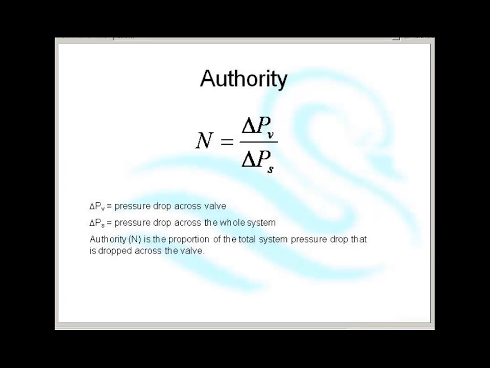I guess what I'm trying to say is, if half of the pressure is dropped across the valve, then the authority is 0.5. If a quarter of the pressure is dropped across the valve, the authority is 0.25. And along those lines.